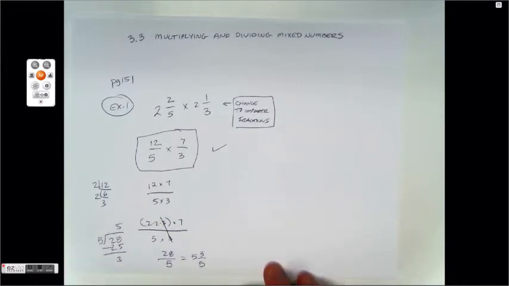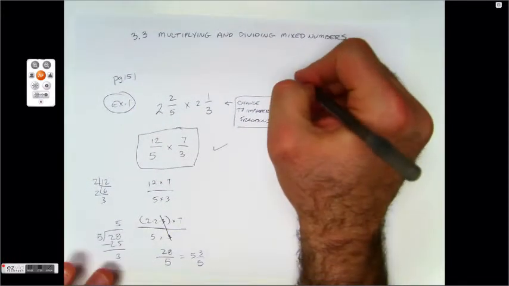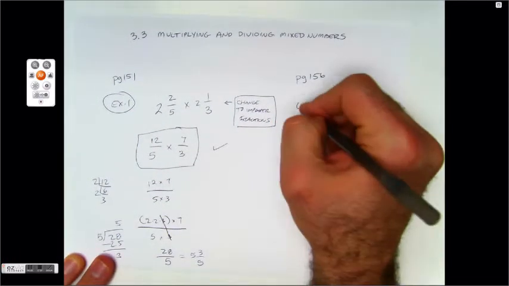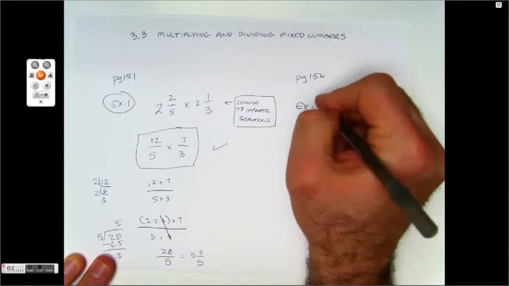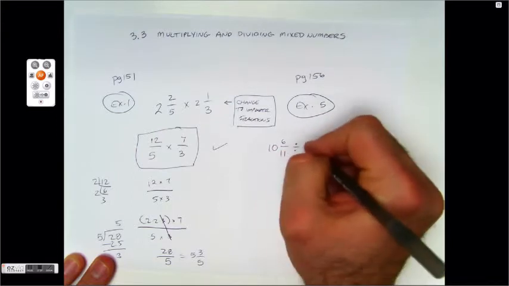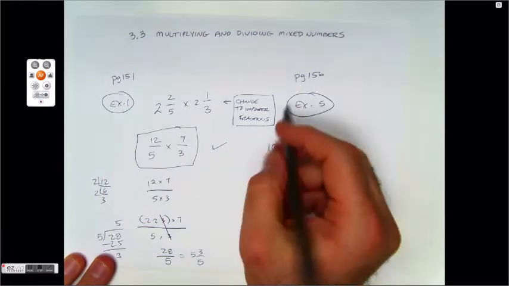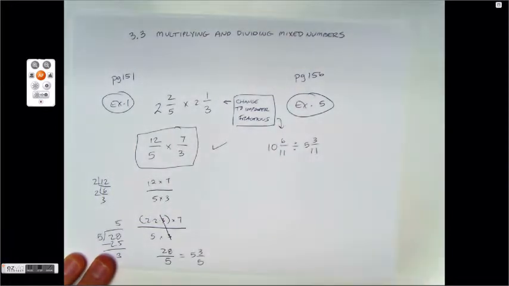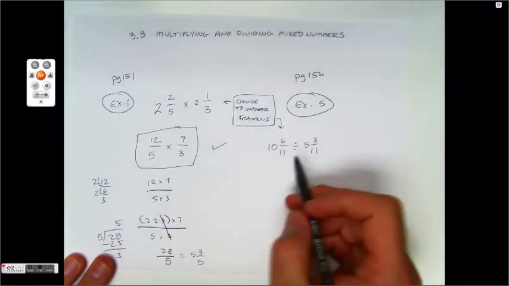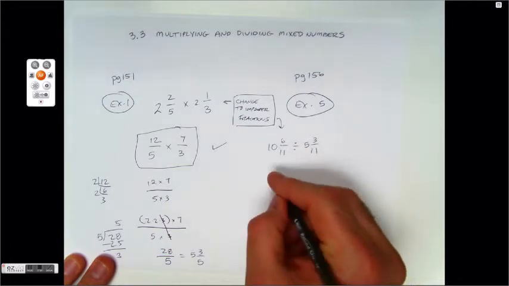So division, I'm going to jump to page 156. And this is actually going to be example 5 from the text. And what we have here is 10 6/11 divided by 5 3/11. Exactly the same thing here. I want you to change these to improper. There's nothing new to learn with mixed numbers. Change this to improper. So then you could do your 10 times your 11, which is 110, plus 6, so we have 116 on top of 11.